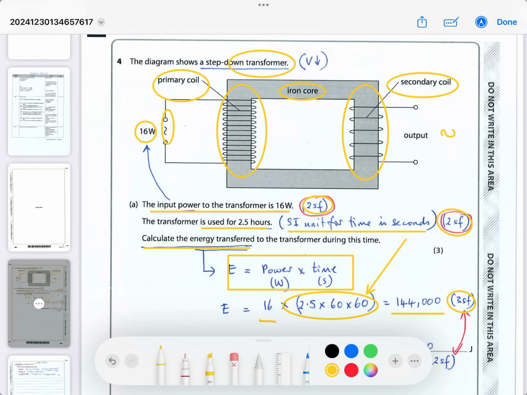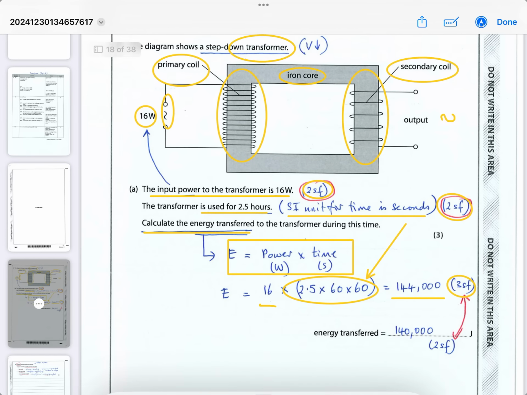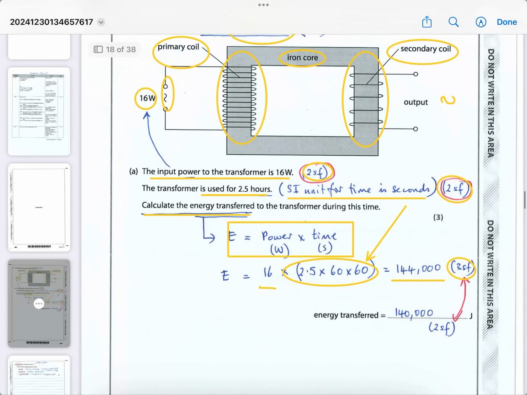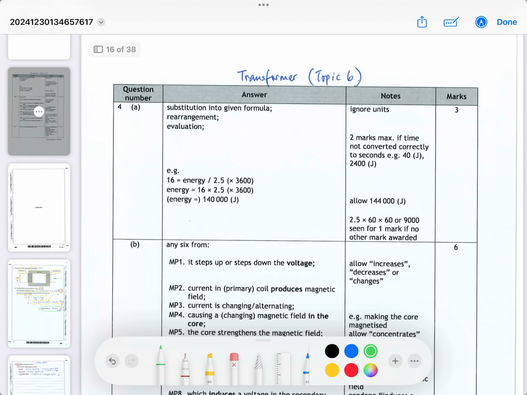Okay, now we've looked at the data, and the data provided is to 2 significant figures, so really your answer should be rounded to 2 significant figures, which is what I have done in the final answer. So the final answer, I round it to 2 significant figures, 140,000, because that's as accurately as we can get the answers. Now the mark scheme has shown you the same, so you can look at the mark scheme.